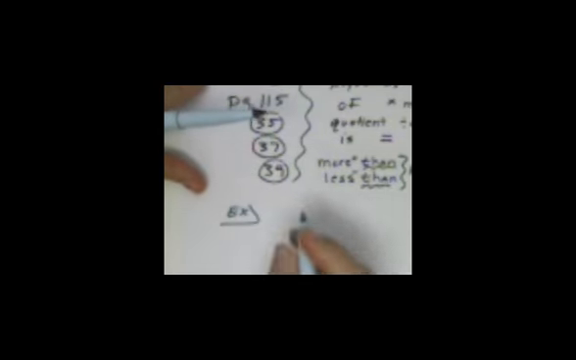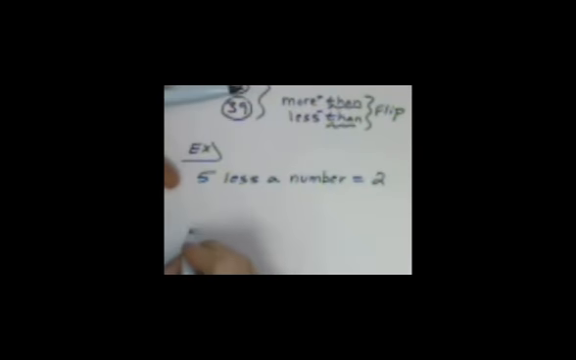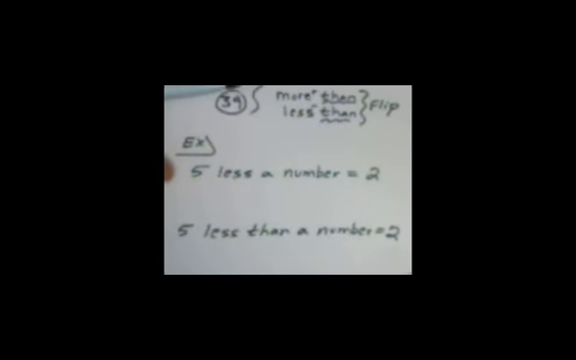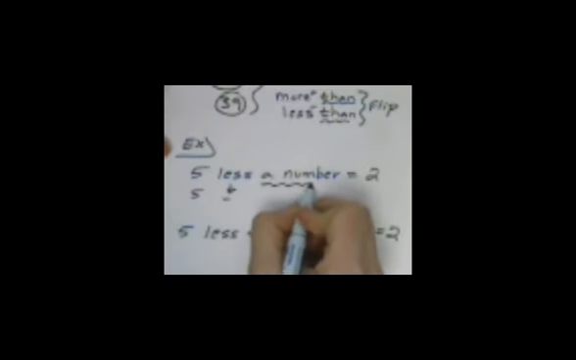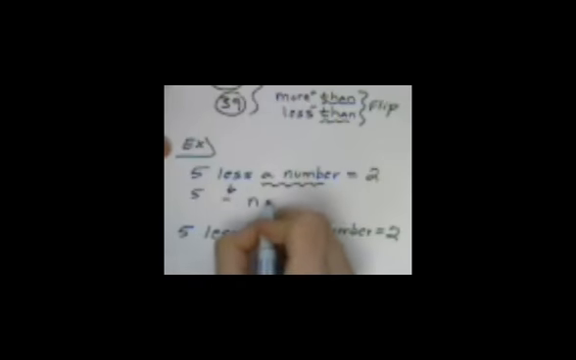there is a big difference in me saying that 5 less a number is equal to 2 in comparison to me saying 5 less than a number is equal to 2. These are completely different. In the first example, you do literal translation where you bring down your 5. Less means minus. A number you don't know, well, you can use an n if you'd like, equals 2.